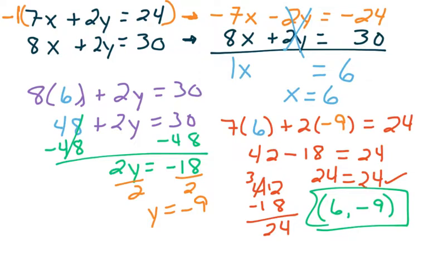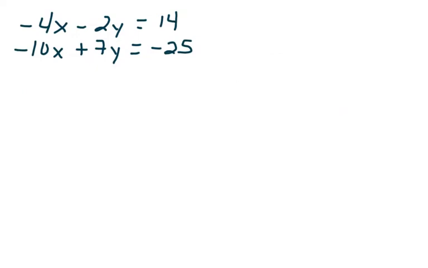Now that problem was pretty easy because my coefficients were already the same number. So all I had to do was multiply by a negative. What happens if they're not the same number? So in my next example, I have negative 4x minus 2y is equal to 14. And I have negative 10x plus 7y is equal to negative 25. So again, I'm just going to walk through my thought process as to how I determine whether I want to eliminate x's or eliminate y's.